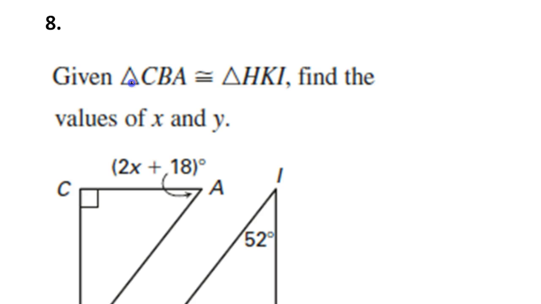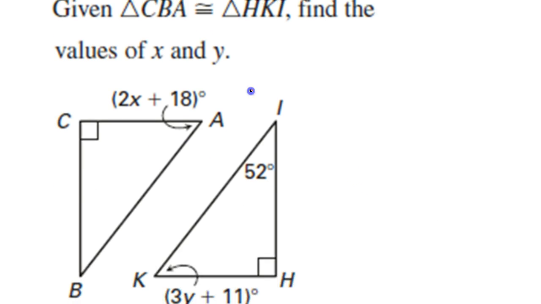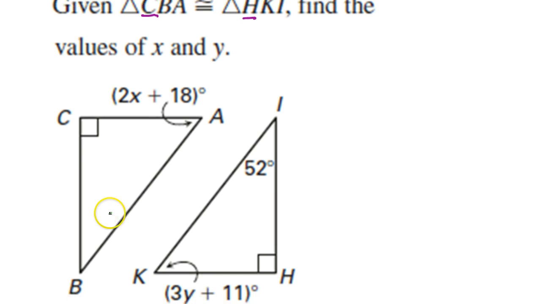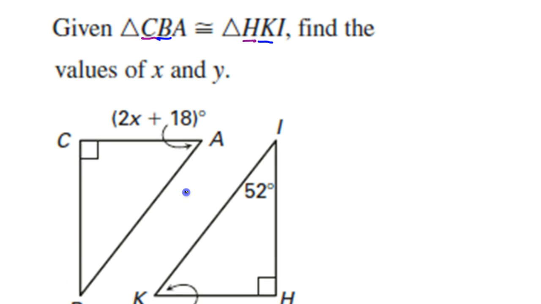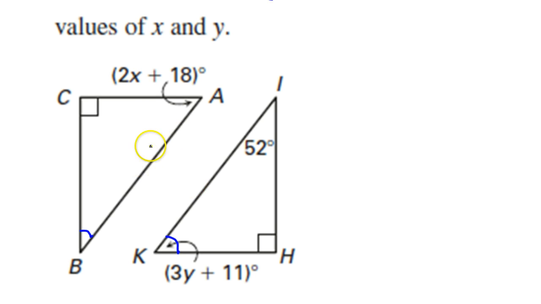Number 8. Given that these triangles are congruent, find the values of x and y. Once again, let us be very specific. We have C and H are congruent. Well, that's clear because they have the 90-degree angle. What else you got? B is congruent to K. Okay, so B and K are congruent.